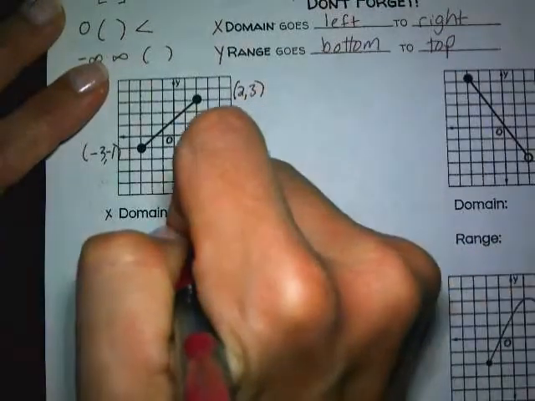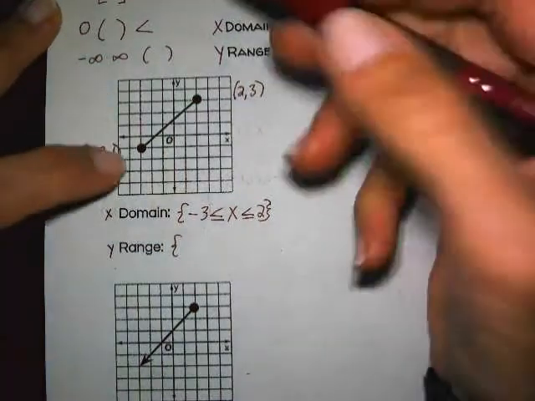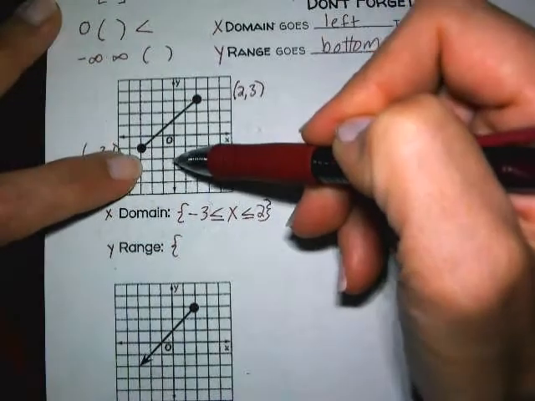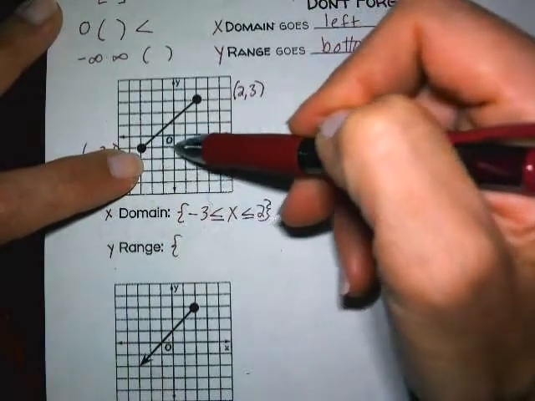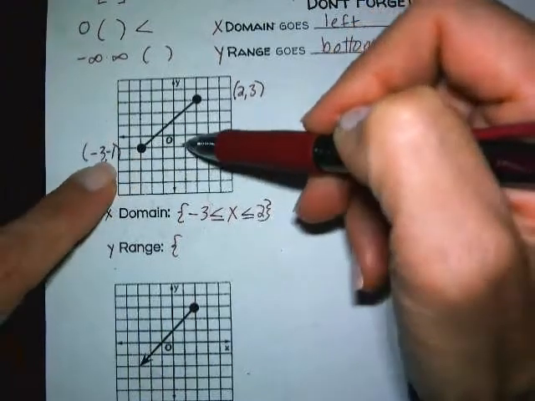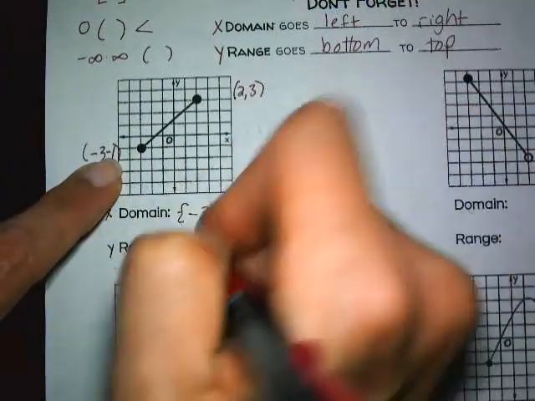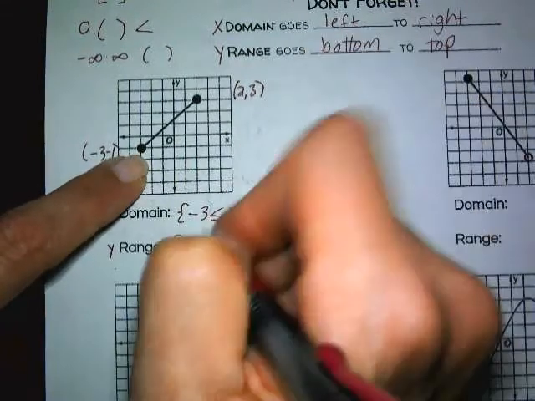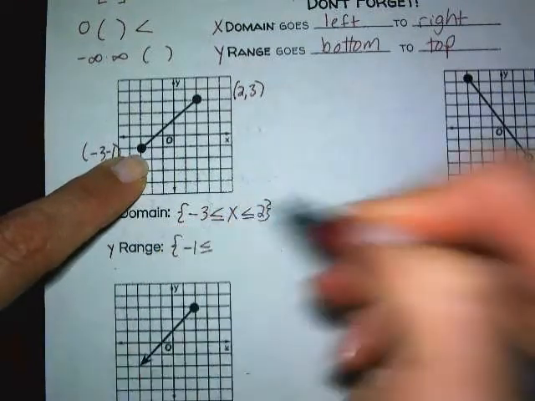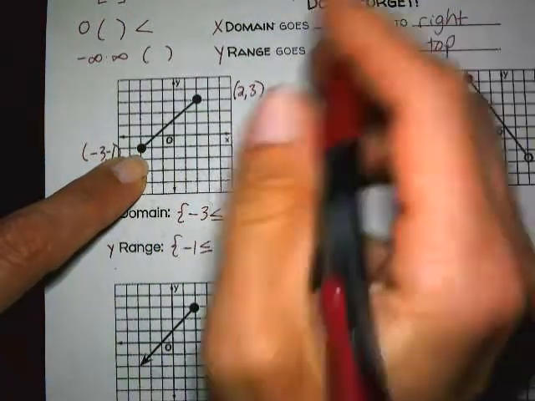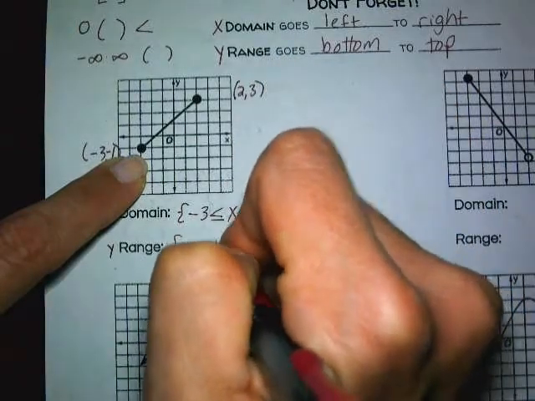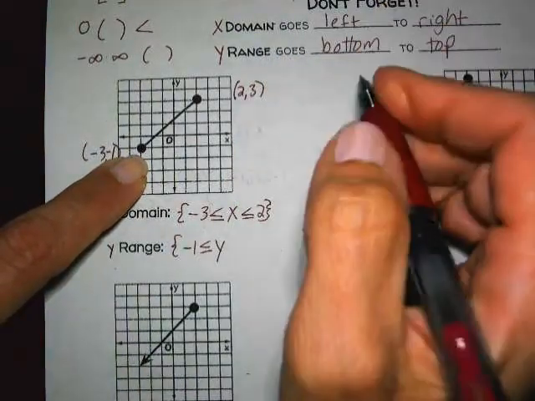Then we're going to do our Y's. Start at the bottom. What is our lowest Y value? Our lowest Y value is the point negative 1. We've got our closed circle, so we're going to use less than or equal to. We're doing our ranges, so we're talking about our Y's.